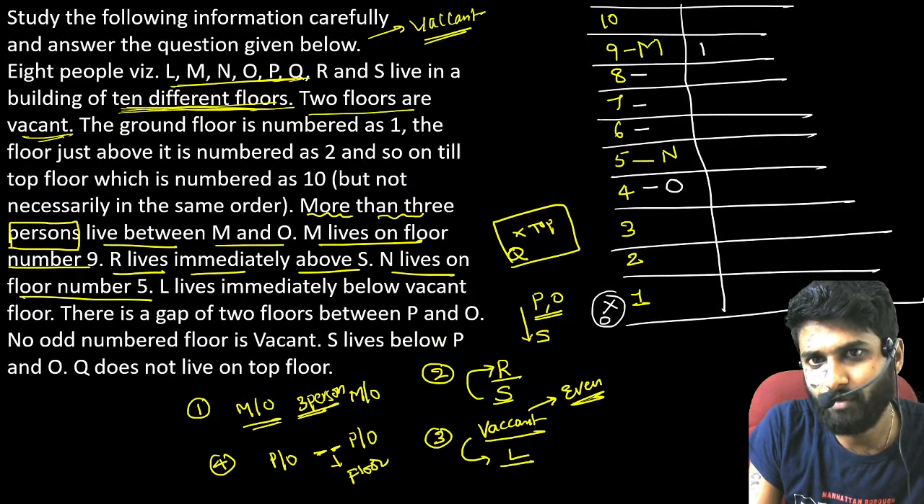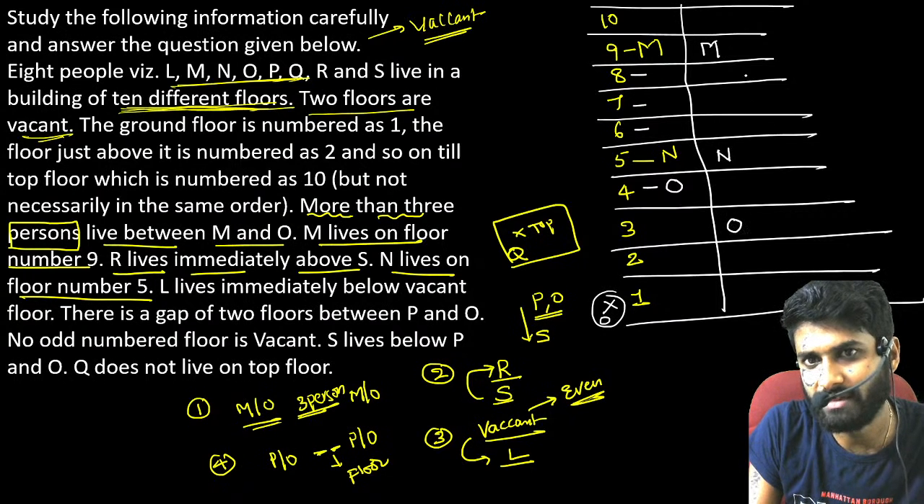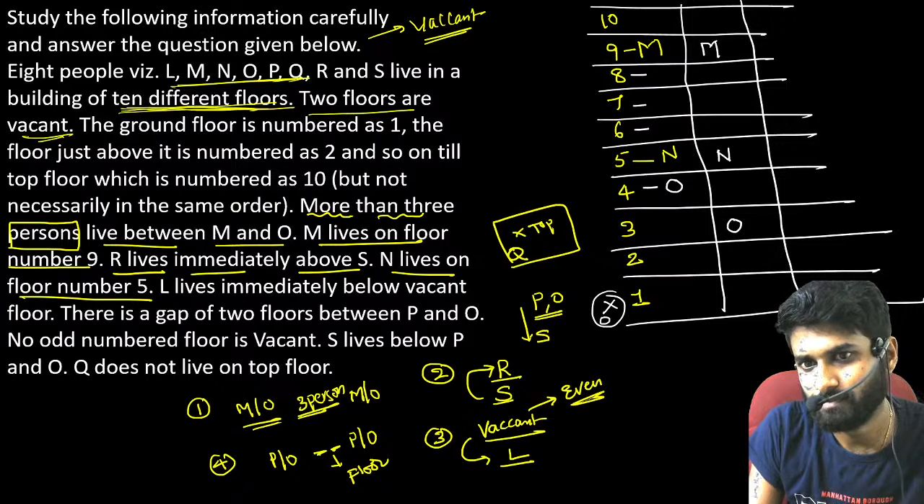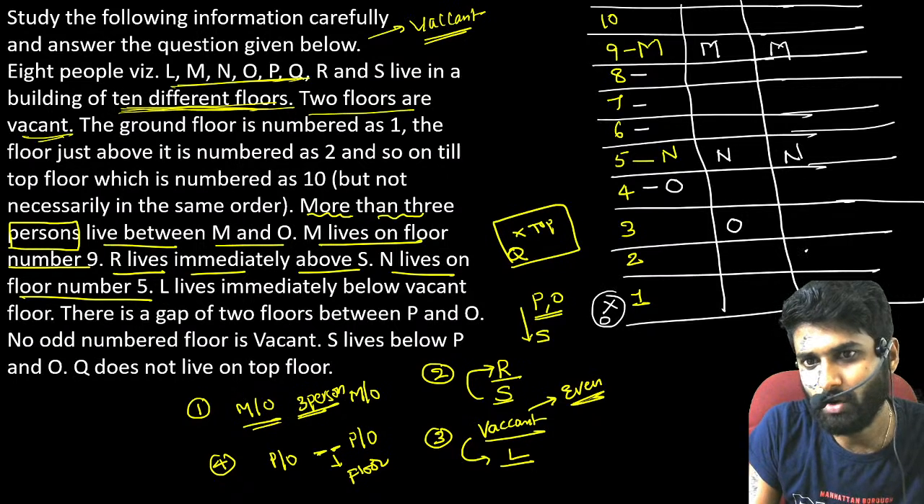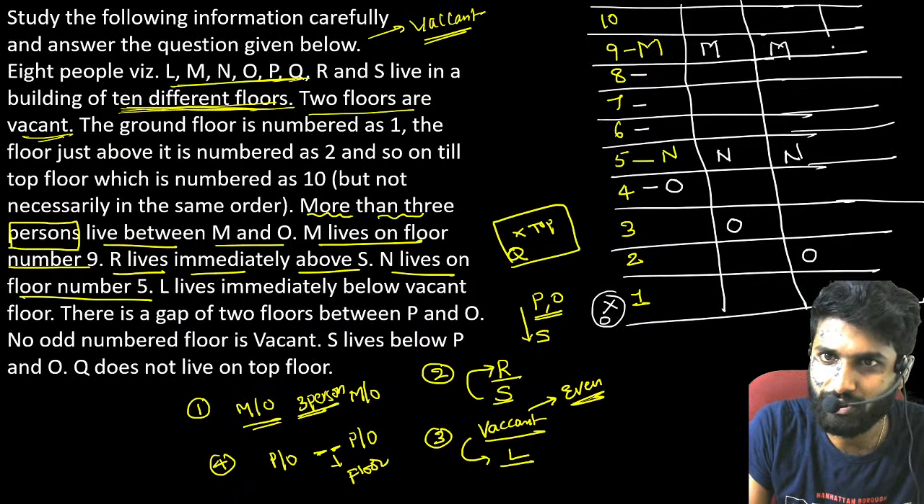Now, what is the fixed information? M confirm here, N confirm here. Now you can confirm O here. This is possibility number 2. Possibility number 3. Now you can confirm M here. M is the fixed information. N is here. Now you can confirm O here. These are the 3 possibilities, guys.